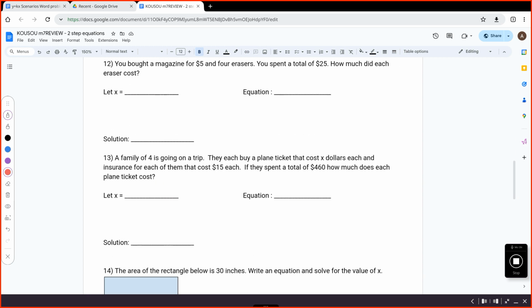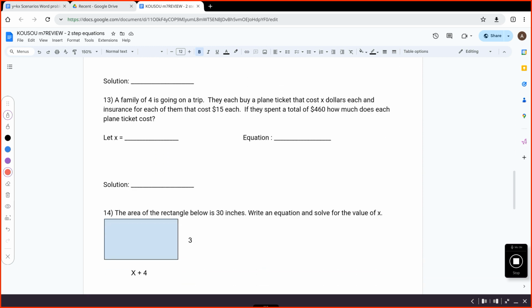All right, next, number 13. A family of 4 is going on a trip. They each buy a plane ticket that costs x dollars each and insurance for each of them that costs $15 each. If they spend a total of $460, how much does each plane ticket cost? All right, so we are looking for the cost of each plane ticket. So we're going to say let x equal the cost per plane ticket. They each bought a plane ticket, so we don't know how much it costs. That costs x dollars. And insurance that costs $15.